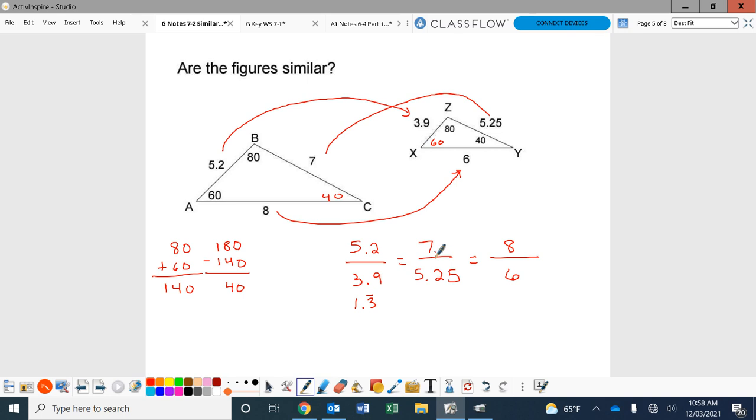Okay, now do 7 divided by 5.25. 1.3. It's the same thing? Yeah. Are all three the same? Yes. Okay. So if all three sides are proportional and all three angles are going to be the same, then are these figures similar? Yes. And that would be your work. You've shown that the sides are proportional and the angles are the same, so that's it. You're done. You don't give a reason for that.